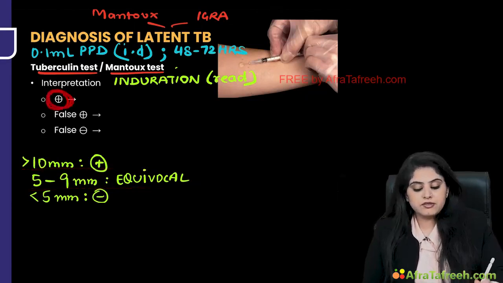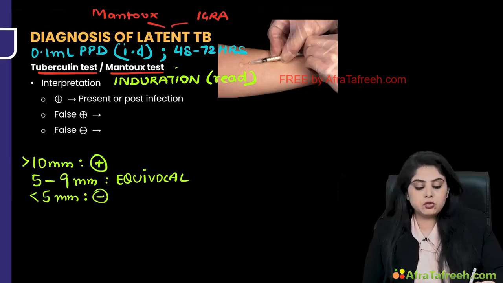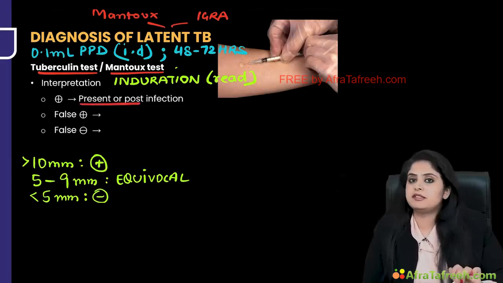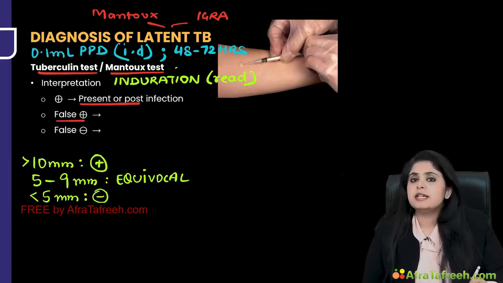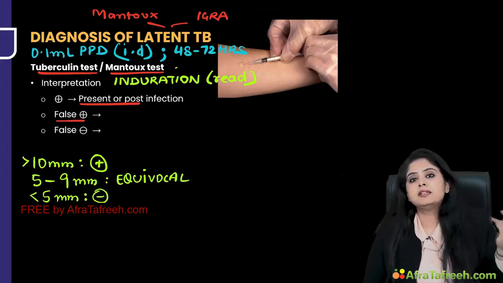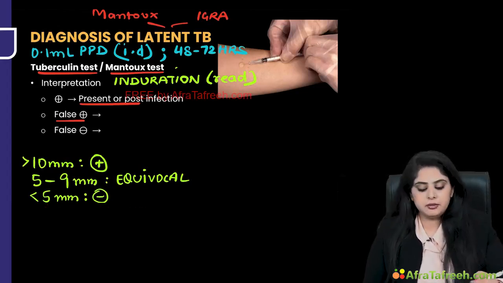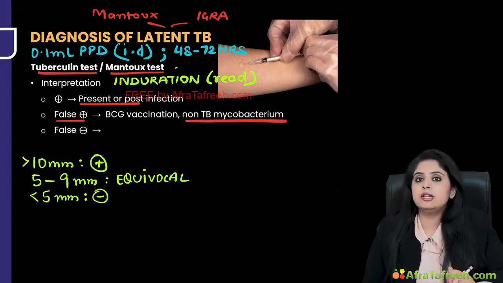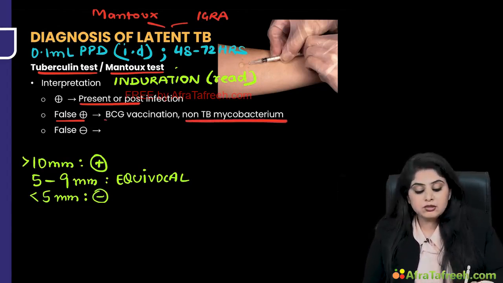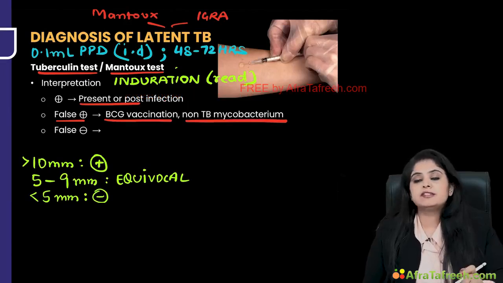So what is a positive test? Let's say it's come more than 10 mm, positive test indicates some infection. Could be a present infection, could be a past infection, some infection. Okay, can you get a false positive? Yes, what if someone had been infected not with TB but some other mycobacteria, some atypical TB? Bilkul, tab ho sakta hai if someone is affected with some atypical non-TB wala mycobacteria. Also BCG vaccination, yes, BCG vaccinated people can also give false positive Mantoux.